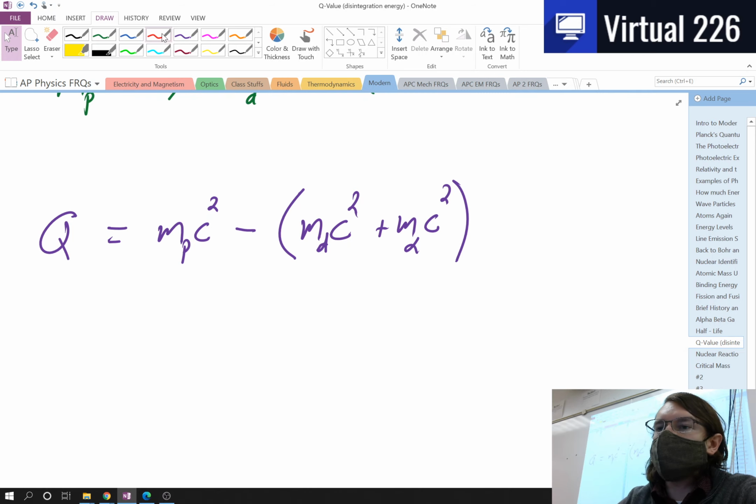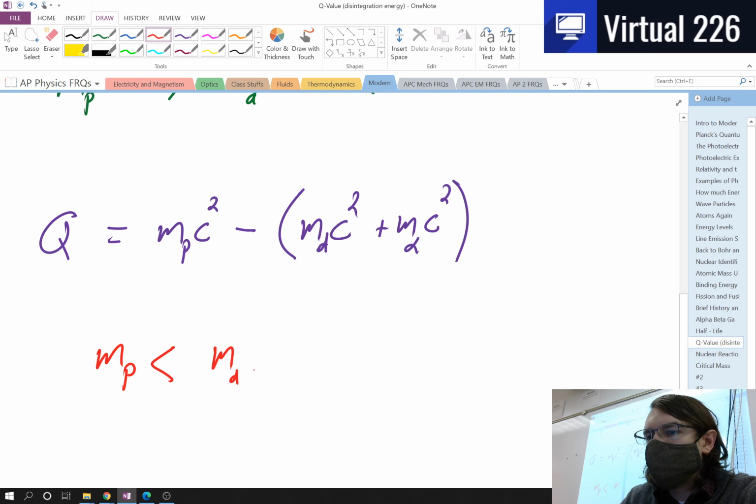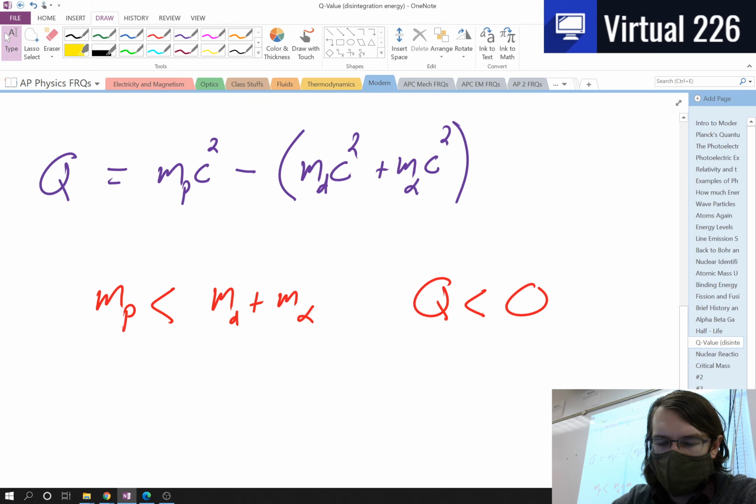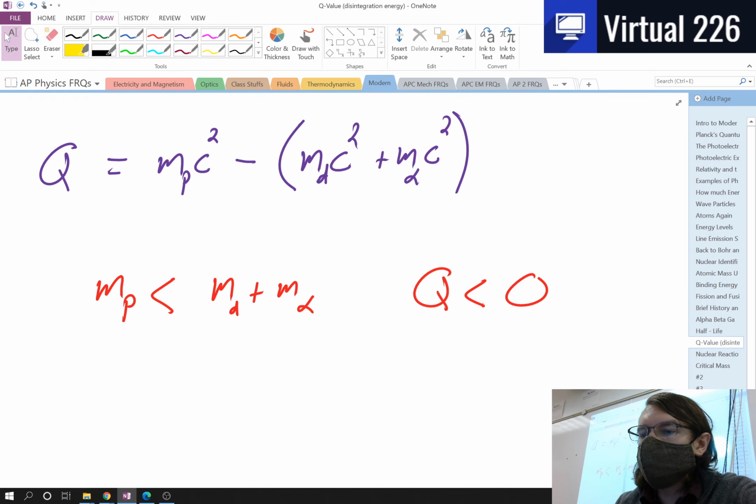For these alpha decays, we call this a disintegration energy. And this Q value effectively measures the efficiency of your reaction. In general, if the mass of the parent is less than the mass of the daughter plus whatever else comes up, like this alpha particle, then what you will be able to say is that Q is going to be less than 0. If Q is less than 0, then this reaction could not occur.